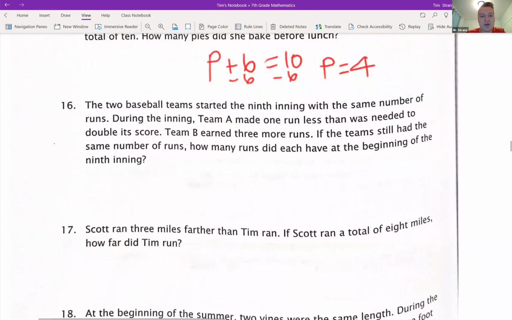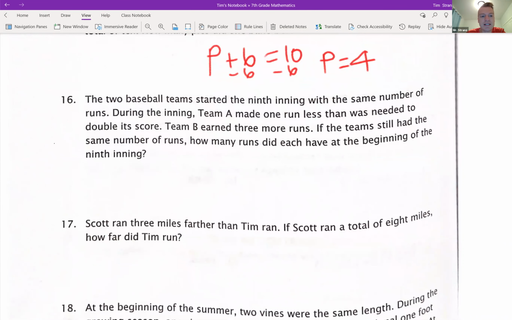Number 16. 2 baseball teams started in the 9th inning with the same number of runs during the inning. Team A, so I'm going to use A as my variable, and I'm going to use R for runs. Team A made 1 less than was needed to double the score. So to double the score, 2 times the runs, 1 less than that. And that is going to equal Team B, who earned 3 more runs. So the runs that Team A scored plus 3.